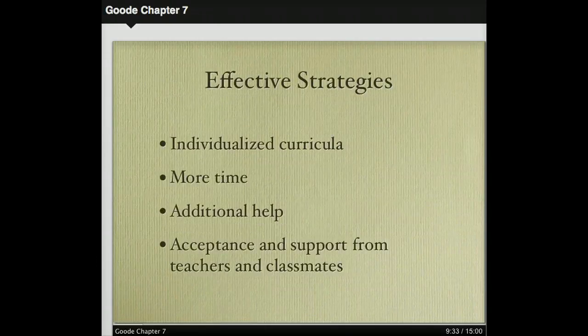So now we can look at what does work. Obviously, individualized programs would be the ideal, if every student could learn exactly what he needs to learn at his or her own pace, in the way that he or she can best learn it. They've found that often just giving students more time, they can meet the objectives, they just need more time. And that doesn't mean more time in trade-off for something else that they should be doing. It's an addition to what's going on in the classroom, which goes to just giving them additional help. Giving them a little bit more support sometimes can be enough. And one of the most important factors is that they feel accepted and supported by their teachers and their classmates.